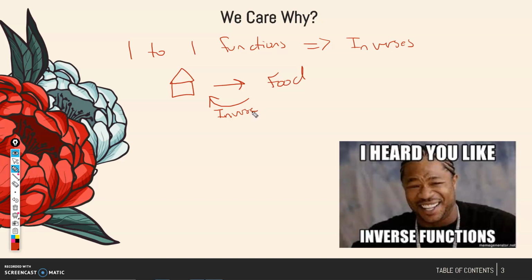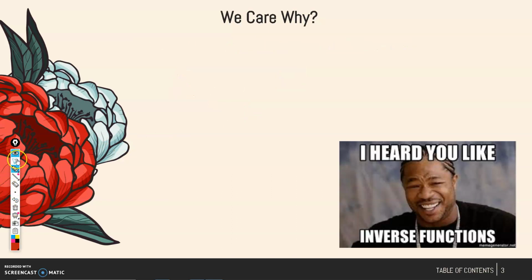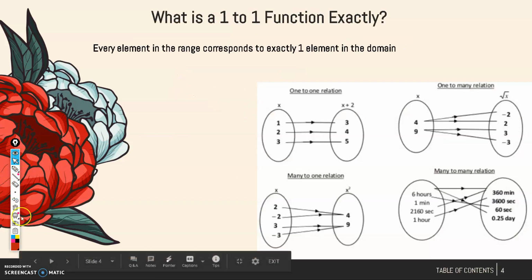So we care about one-to-one functions because of one-to-one functions, we can have inverses. Not all functions can have inverses on their entire domain. One-to-one functions can have inverses. So that is why we care about one-to-ones, at least right now. So what is a one-to-one function exactly?